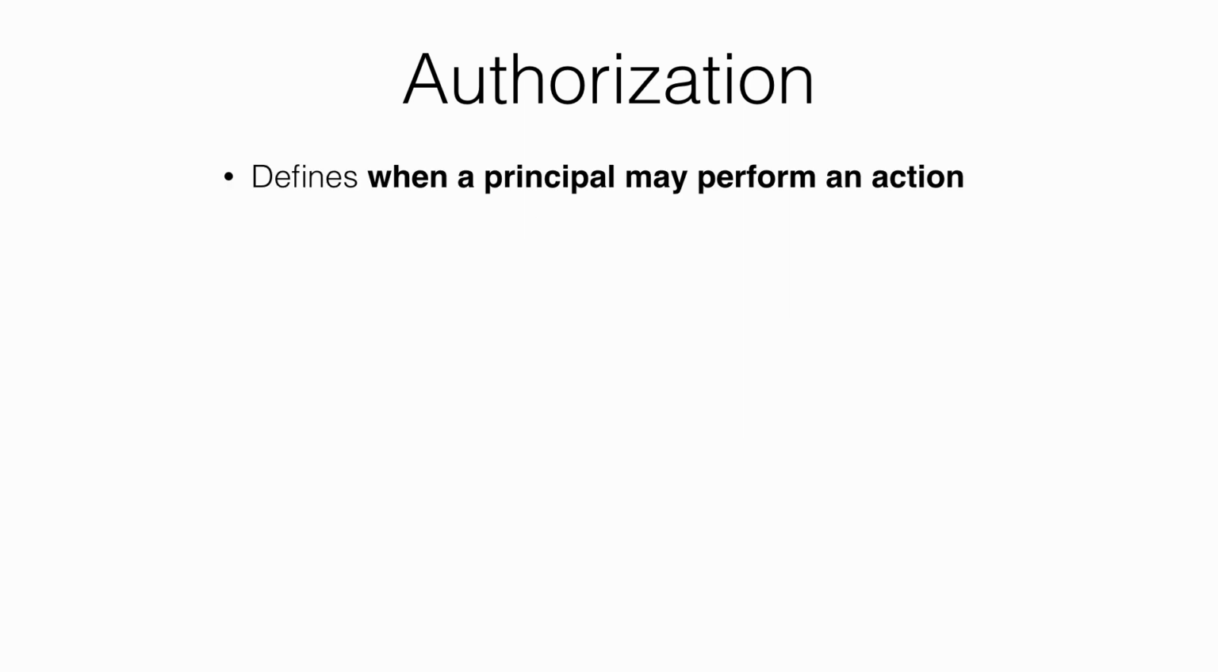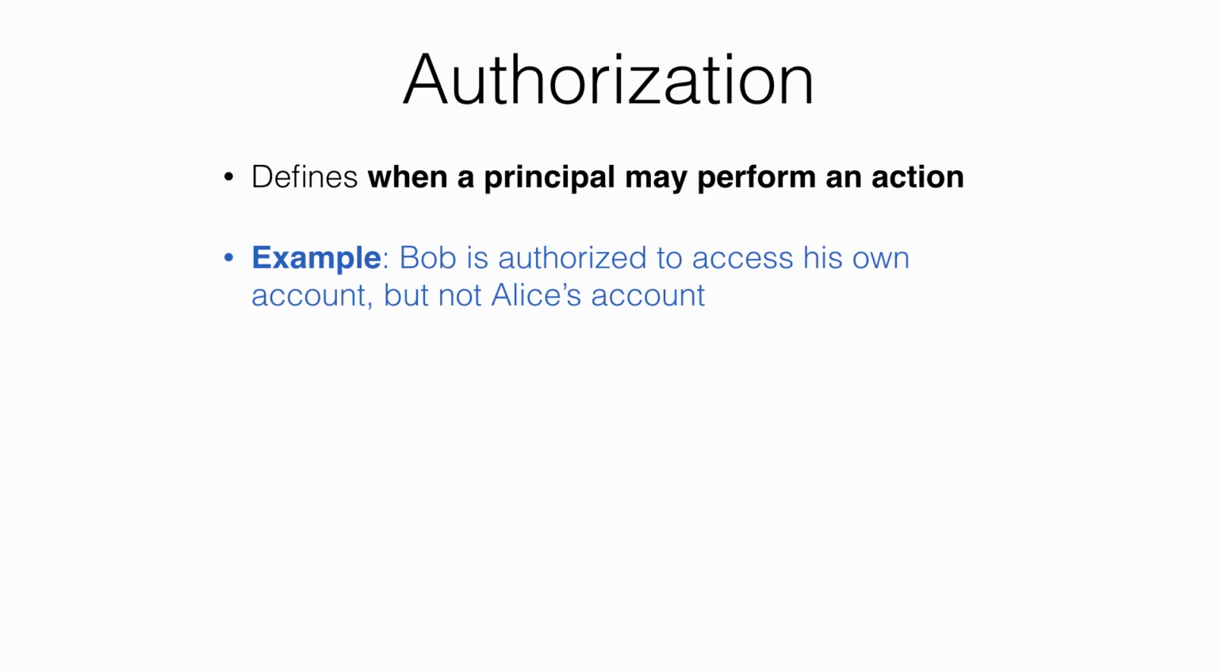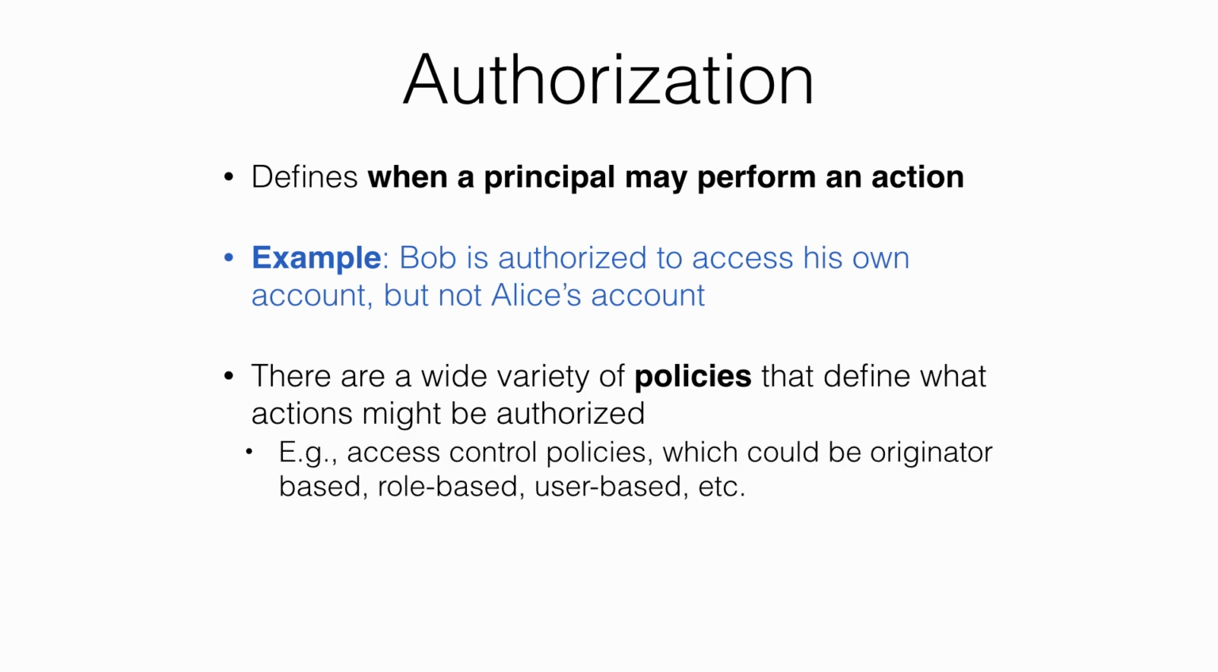The next element of the gold standard is authorization. Authorization defines when a principal may perform a particular action. For example, Bob is authorized to access his own account, but he is not authorized to access Alice's account. There are a wide variety of security policies that involve some sort of authorization. For example, the policy we just saw is a user-based access control policy. That is, access is defined in terms of the users performing particular actions, like Alice or Bob.